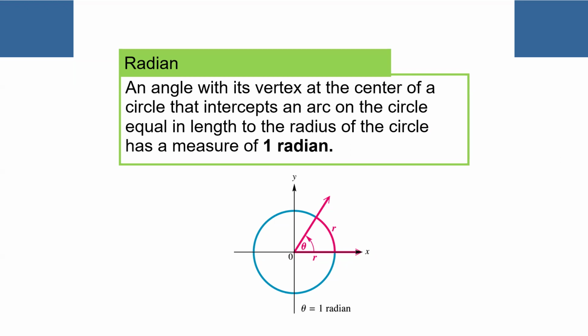All right. So up first, what is a radian? An angle with its vertex at the center of a circle that intercepts an arc on the circle equal in length to the radius of the circle has a measure of 1 radian. So what this is saying is the relationship between the angle measure and the radius. Because we talk about a unit circle, that means your radius is typically what? 1. Does that make sense? Because when we refer to the unit circle, a unit means 1. That's why it is that.